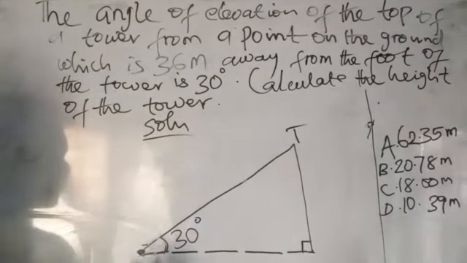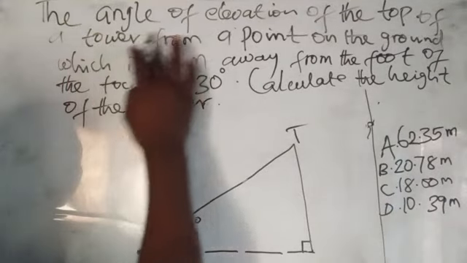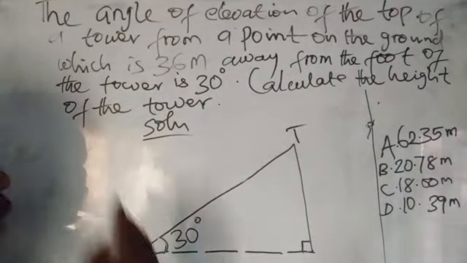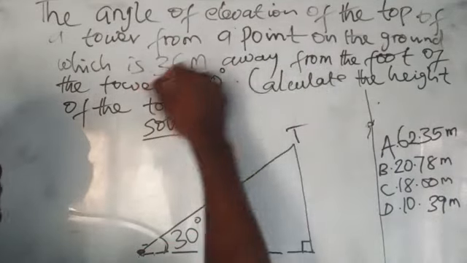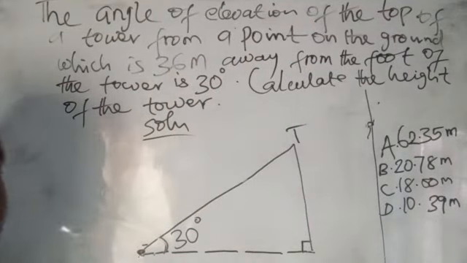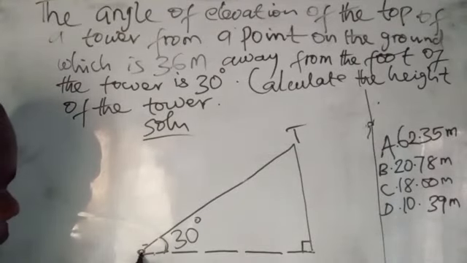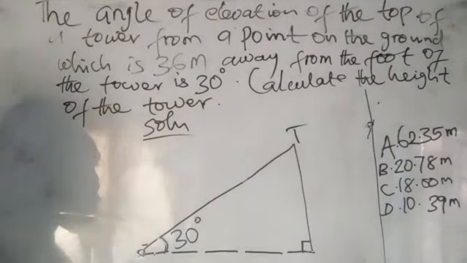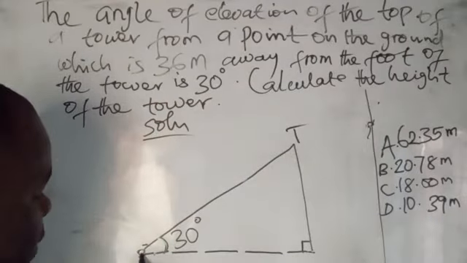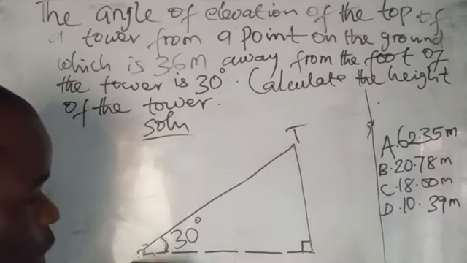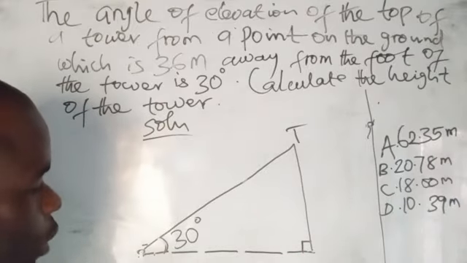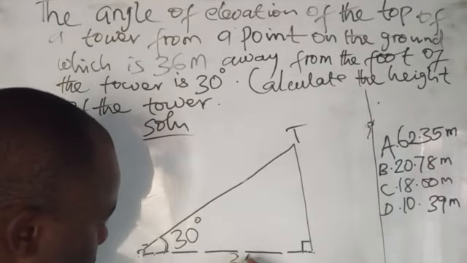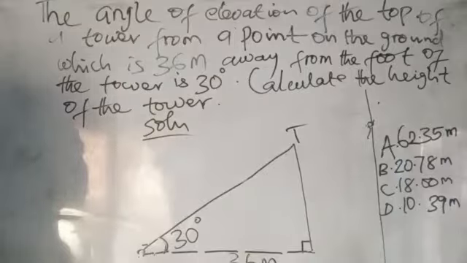Okay? Now, another question here is that a tower, from a point on the ground which is 36 meters away from the foot of the tower. Look at the foot of the tower here at the ground level. And this is the point that you stand and look upward to see the top of this tower. So the distance from this point that you stand to the foot of this tower is 36 meters. You write 36 meters. Good.